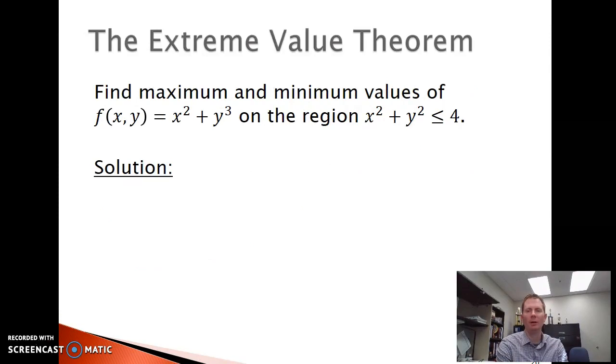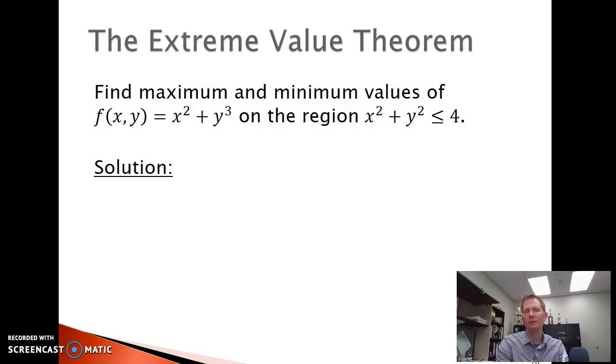Our first problem we're going to tackle using the extreme value theorem is this one. Find maximum and minimum values of f of x, y equals x squared plus y cubed on the region x squared plus y squared less than or equal to 4. Now, if you are familiar with your algebra and how it relates to geometry, you should recognize that region as a circular region centered at the origin having a radius of 2.